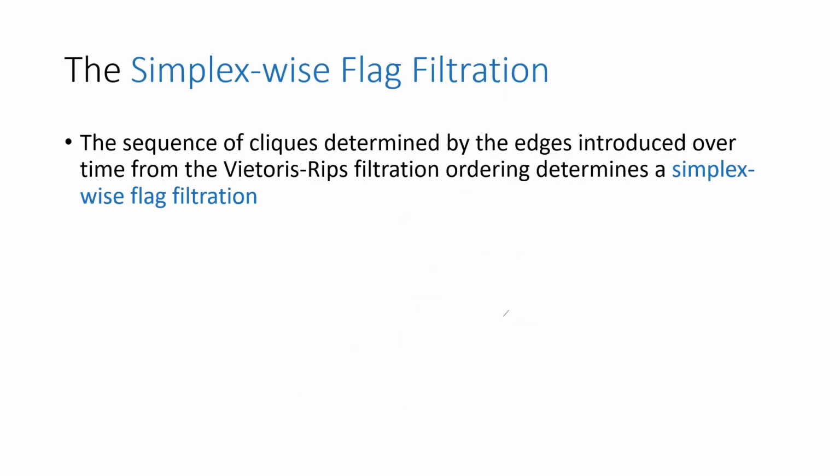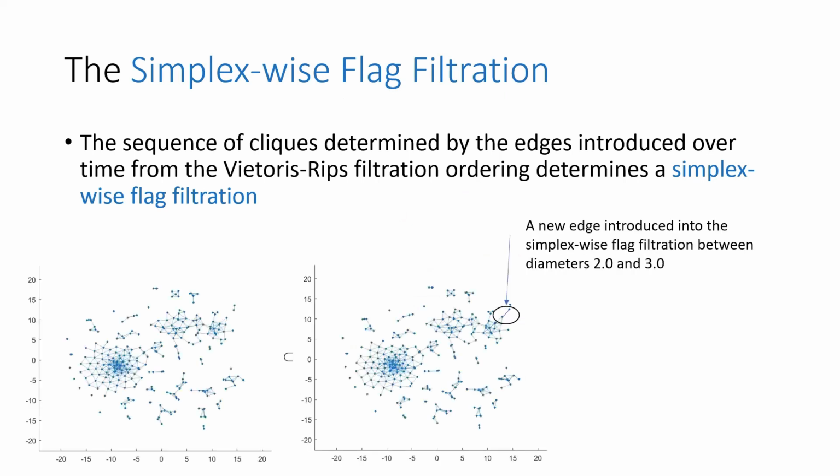Simplex-wise, flag filtration is defined by the ordering, the sequence of cliques determined by edges introduced over time by the Vietoris-Rips filtration ordering. For example, here we have a graph of edges and points as vertices. Upon increasing the diameter value, we introduce a single edge, ignoring ties. If there are ties, we order them arbitrarily, such as by the combinatorial index. No clique is formed in this case.